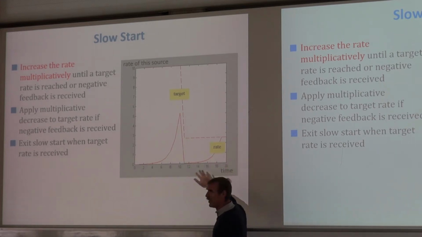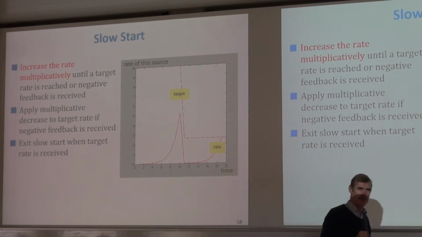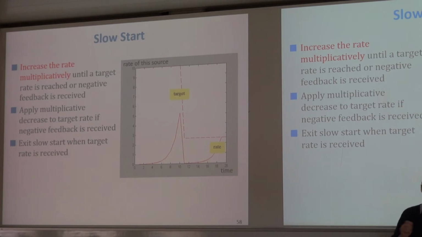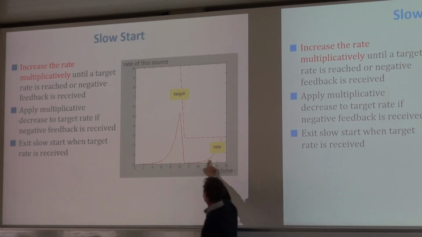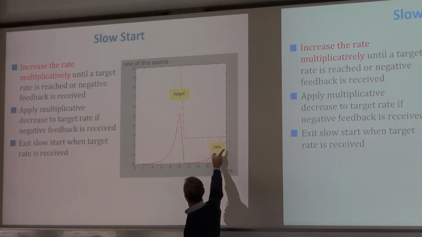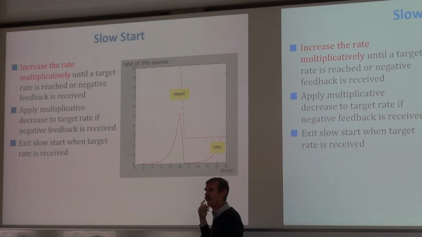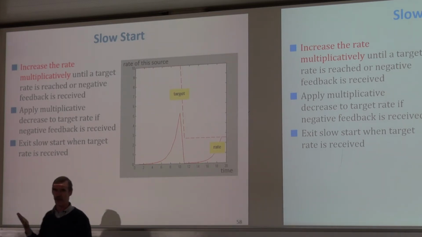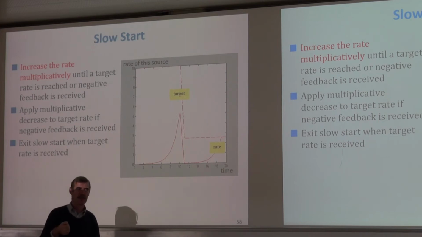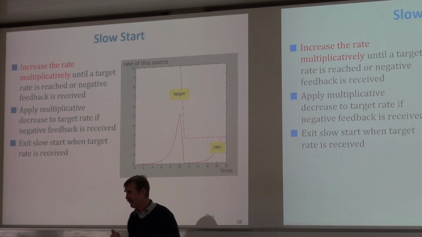So with slow start, we have two variables that describe the rate at which we are sending. One is the current rate, like any rate control algorithm. That is the plain line here. And another one, the dashed line, is the target rate, sometimes called, if you look into the Linux code, the slow start threshold. In my slides, I call it the target rate. It's one and the same.